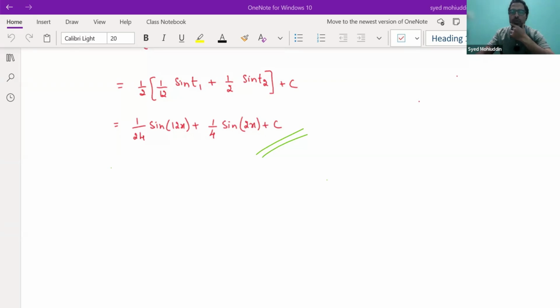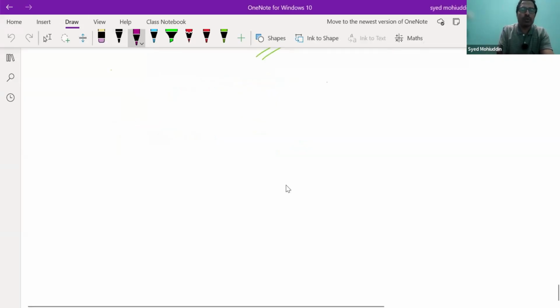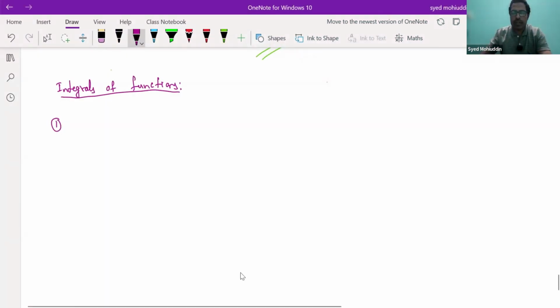Okay, so let us move on to the next set of examples. We'll take examples where we need to form a perfect square in the denominator. Integrals of certain functions, integrals of some functions. Some standard formulas we are going to take.